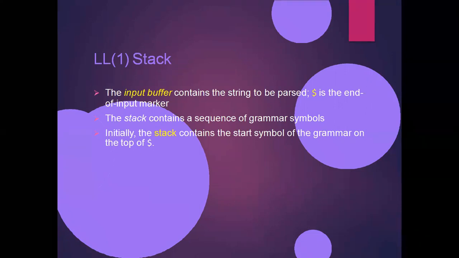So what we are doing here is pushing the sequence of grammar symbols into the stack. We are using two operations here, push and pop, by following LIFO, last in first out. We push the grammar symbols into the stack, and whenever necessary, we pop them. Initially the stack contains the start symbol of the grammar. The input buffer and the stack both are initially in the form of an S dollar, right?